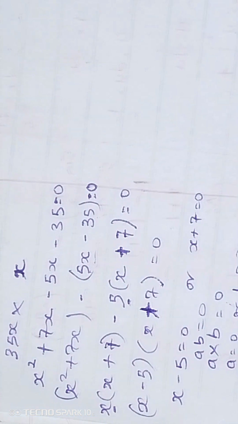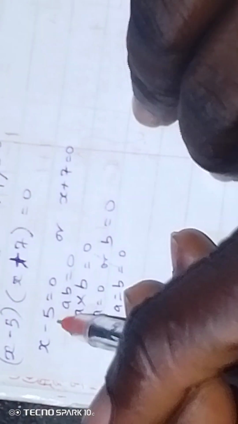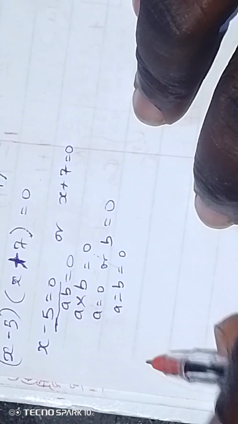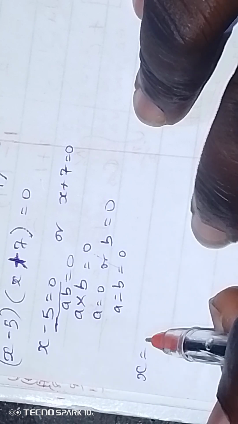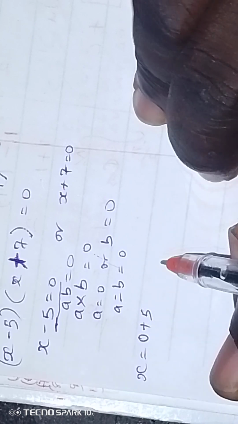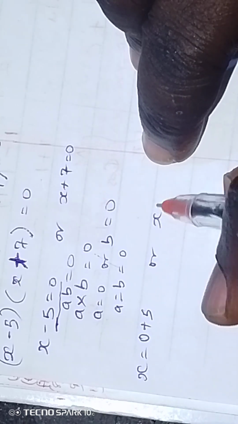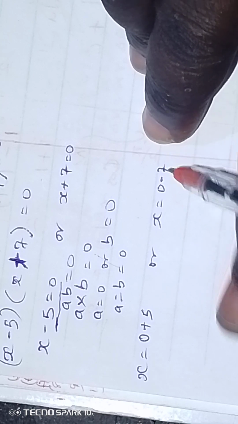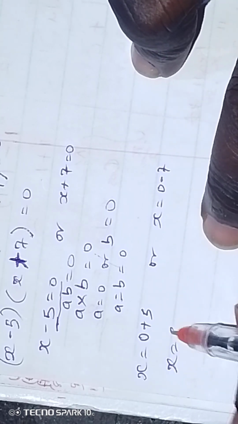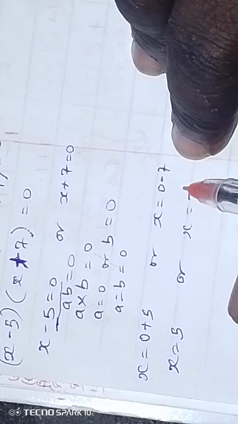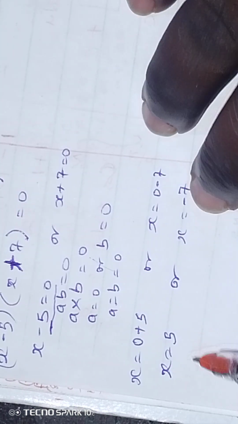So let's proceed. From this place, I stopped here initially. From there, we have x equal to 0 plus 5 on collecting like terms, and for this side, we have x equal to 0 minus 7 on collecting like terms, so that x is 5 or x is minus 7.